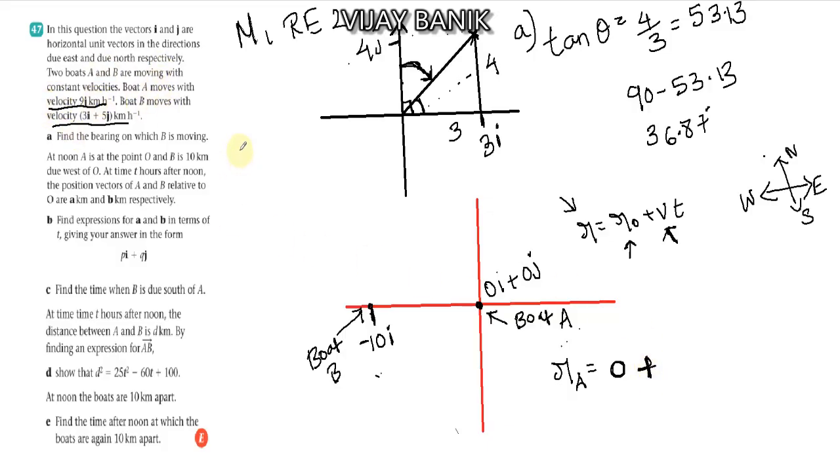Is it J? Let me just see. Is it J? Yeah, it is J. Okay, 9J. So can I write 9JT because velocity into time? So this is your position vector of A. Let's go to position vector of B.